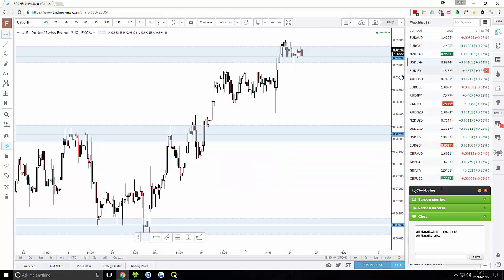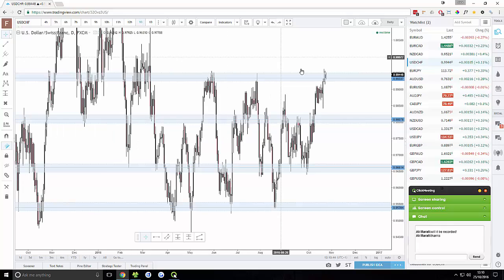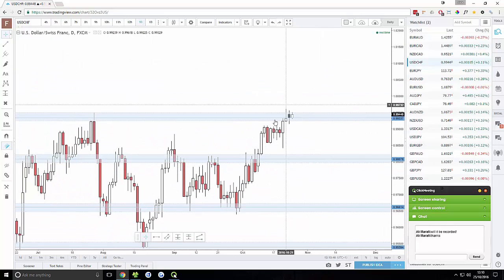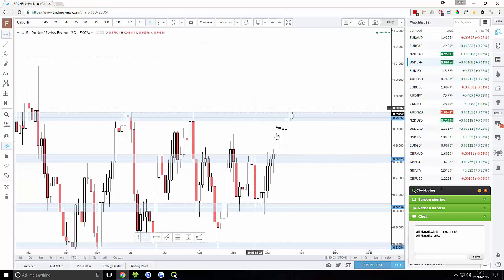Yeah, too late. Ooh, USD CHF, what's that doing? Let's check that out on the daily. Okay, interesting. I'm going to jump up to the 2-day. Yeah, that's what I thought. I thought it would join together into a pretty nice looking indecision candle.